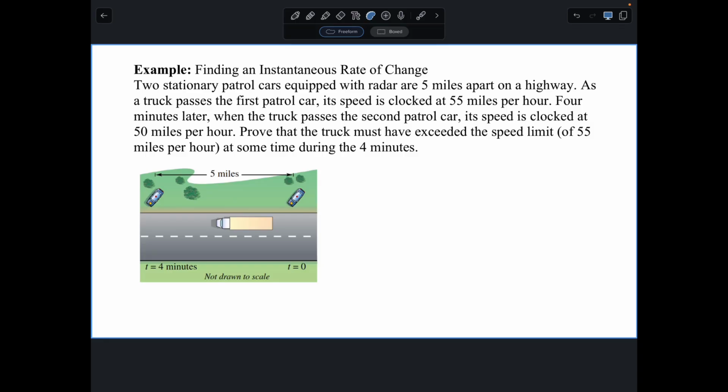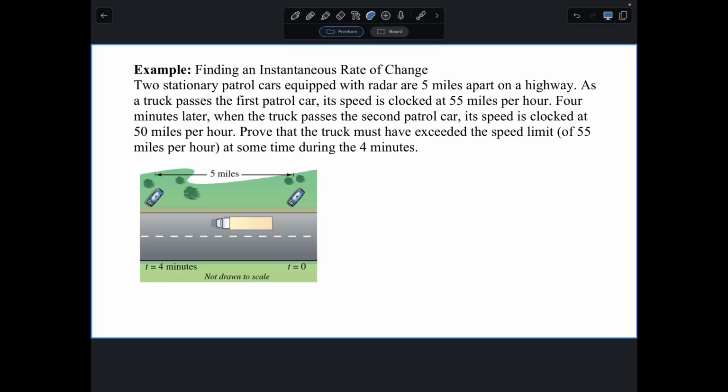Oh, we're doing mean value. We're in mean value theorem land. How do you know that? Because we need to say it's continuous and differentiable. The interval, well, not speed, actually position, is 0 to 4 minutes. The truck goes 5 miles in that time.